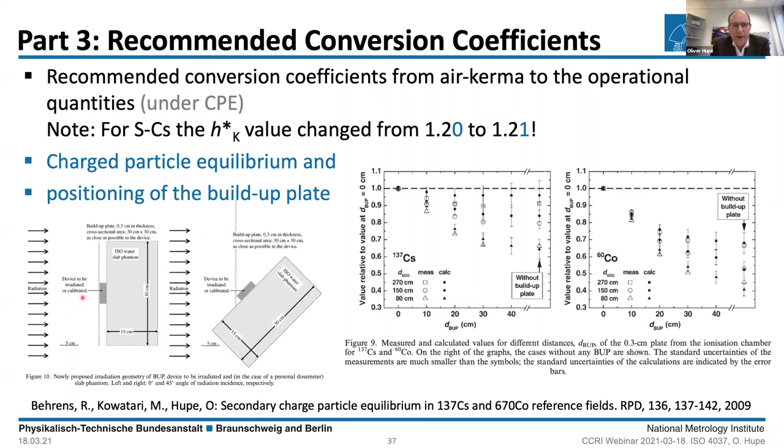And therefore now you have to place it. So this is all published. You can read it on your own. Just to show you the effects, have a look at cobalt. If you have a build-up plate of 3 millimeters in close contact, that's the normalization point, and you go away with this build-up plate, for example 15 centimeters in the old version, you can be off by 20% because the amount of secondary electrons is missing.